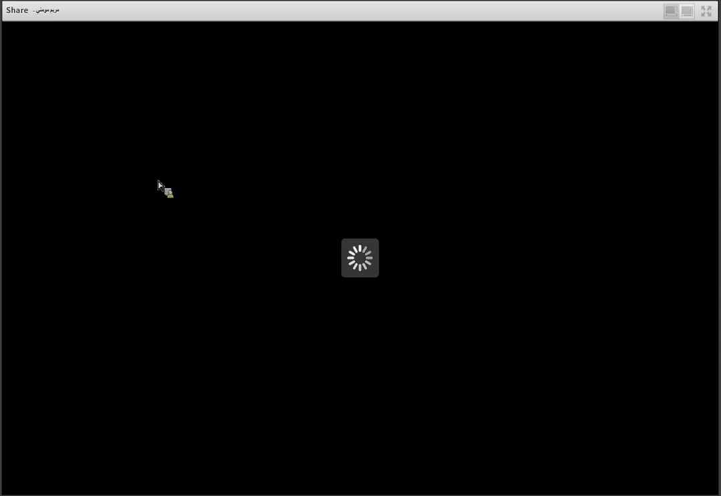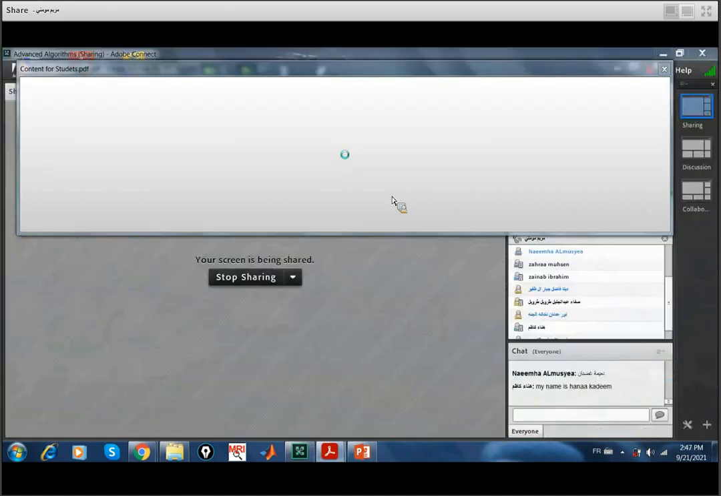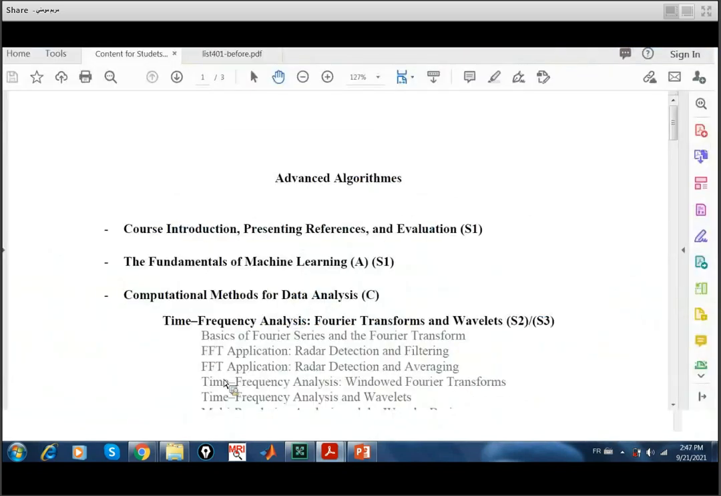Okay, in the name of God, we start our first session of our course. As you know, the title of your course is Advanced Algorithm. This course is the combination of machine learning algorithms and a little about the traditional method in the field of pattern recognition, and at the end of this course we will talk a little about the deep learning algorithm using Python.